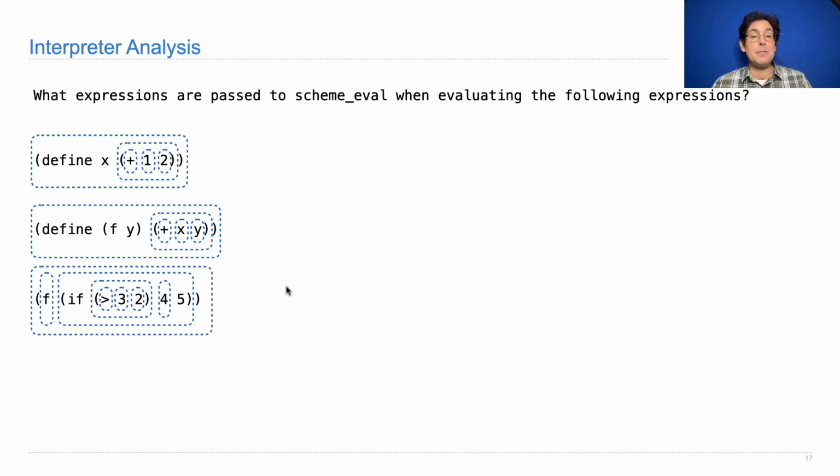So each one of these blue dotted lines is a call to scheme eval. And if we wanted to list all of the stuff that was ever passed to scheme eval, now we know the whole set.